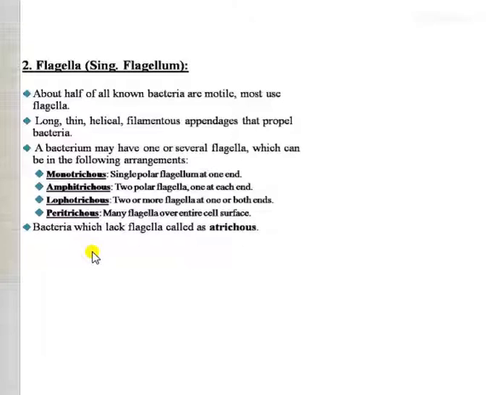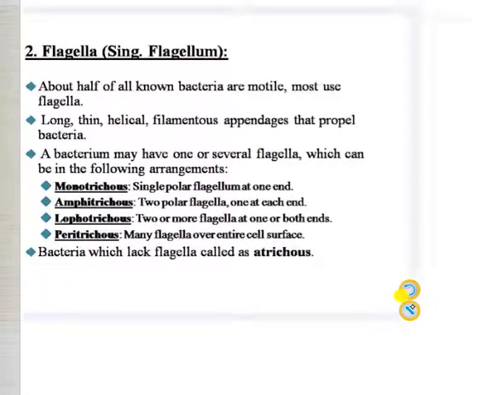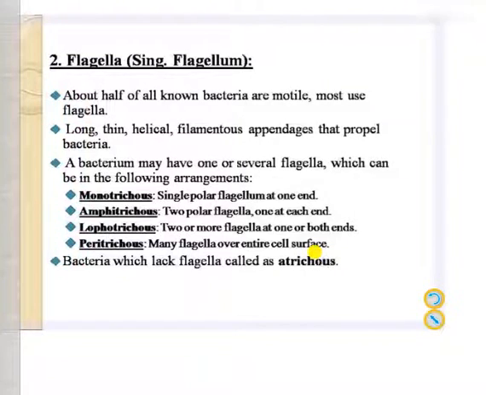The next is the flagella. The flagella is the organ of locomotion. The bacteria can move from one place to another with the help of flagella. It is a long, thin, helical and filamentous structure that propels the bacteria. With the help of flagella, bacteria have the ability to move from one place to another. It gives motility to the bacteria.